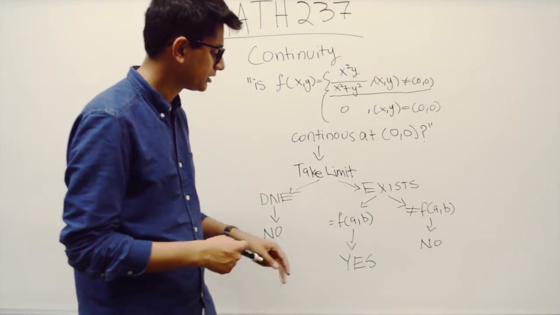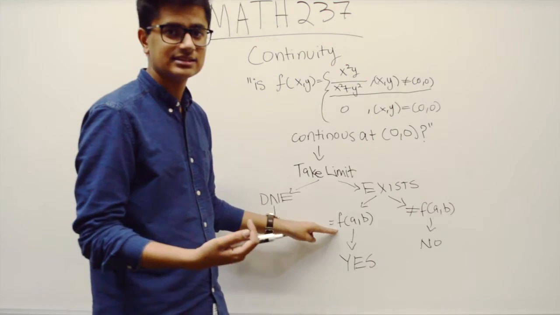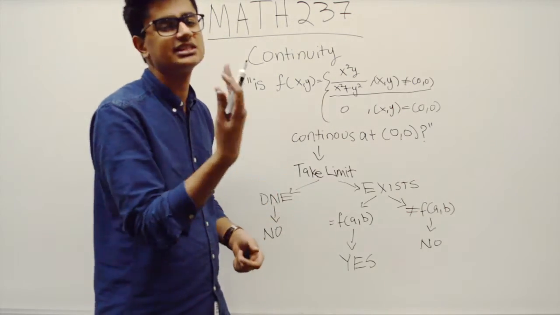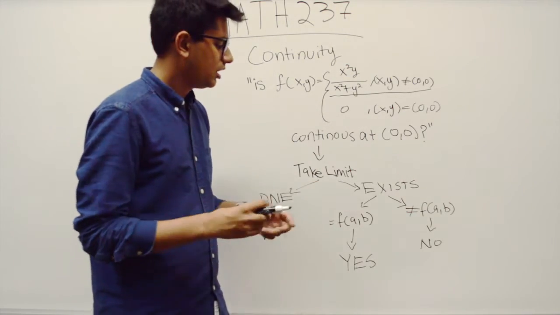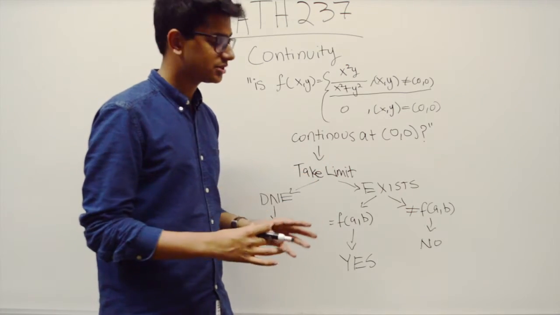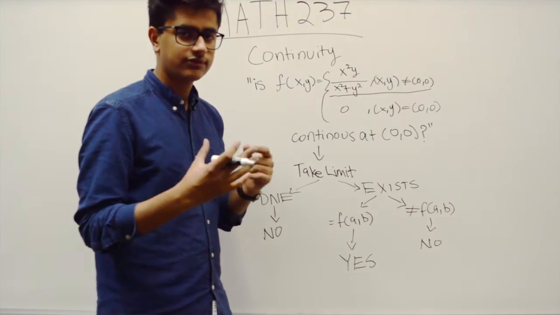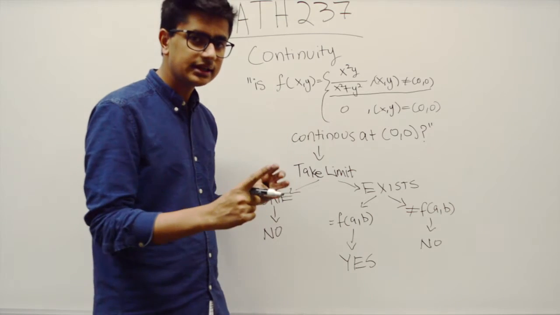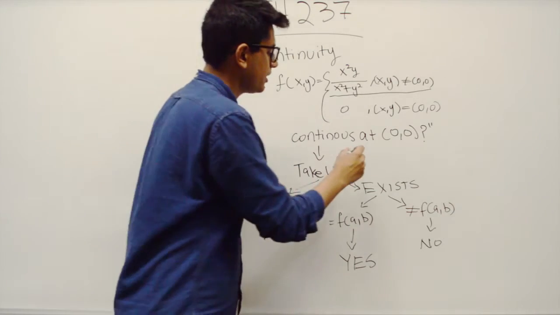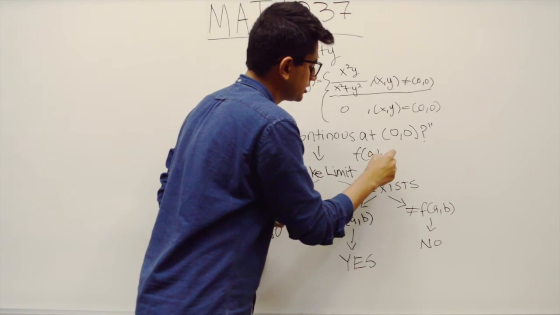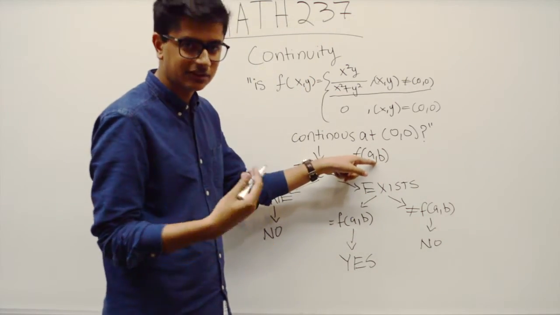Now, two things can happen. The first thing is, it exists. So let's say we found that it's 7. So the limit is 7. But this function is not continuous. Why? Because in order for a function to be continuous, the limit has to be equal to f of (a, b), where (a, b) is the value that you're approaching.